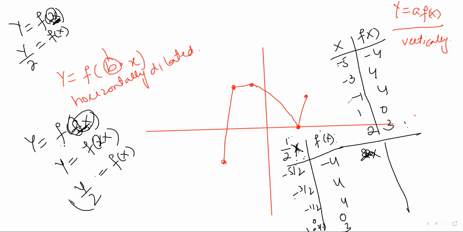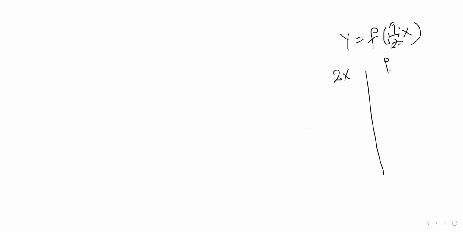Now tell me, if I have another example, y is equal to f of 1 by 2x, what will you do? How will the new column come? You will multiply x with the reciprocal of 1 by 2. What is the reciprocal of 1 by 2? 2. And f of x would remain the same.